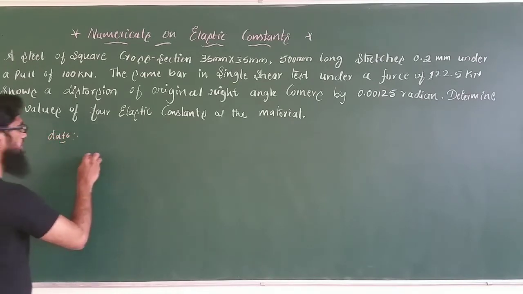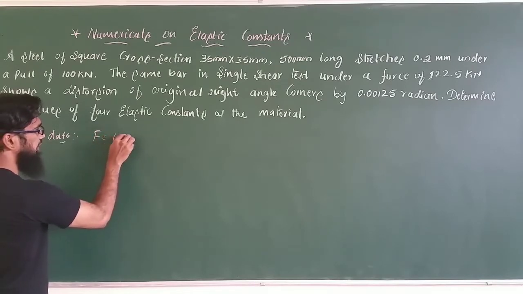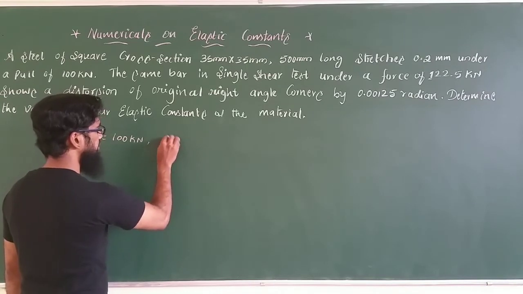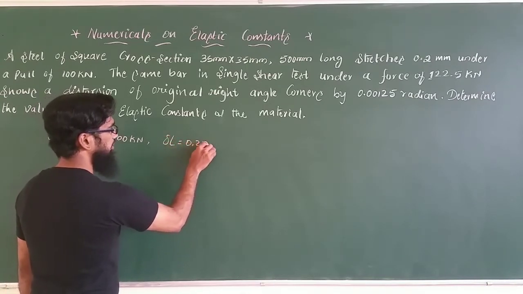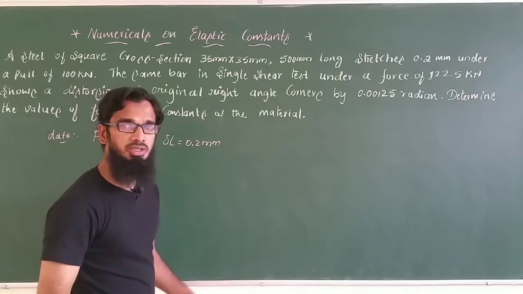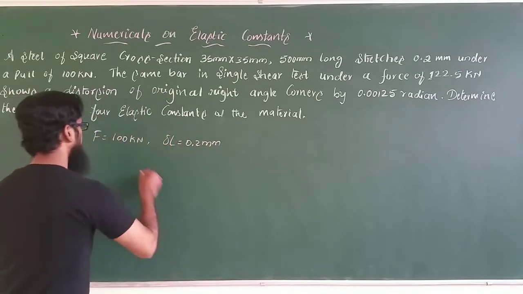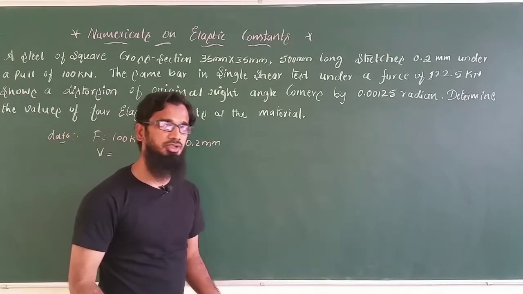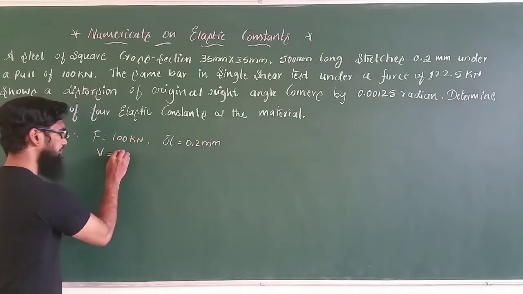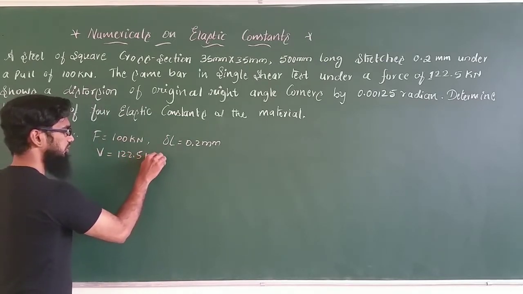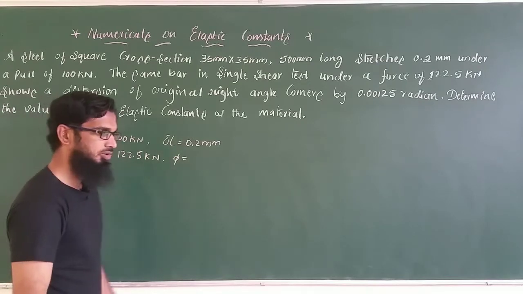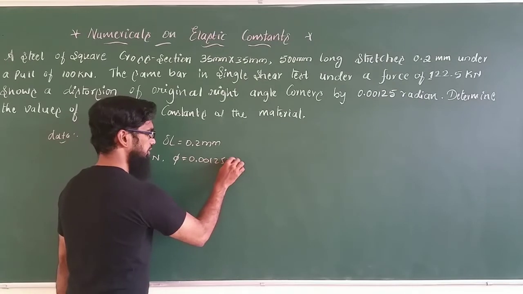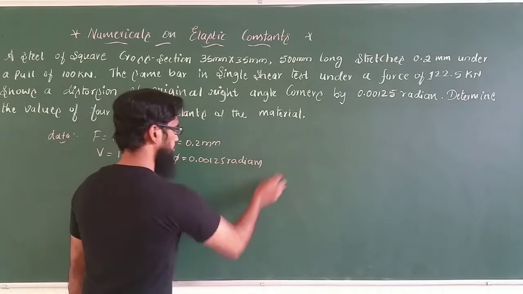Before that, I'll write the data here. The axial pull is 100 kilonewton, and the change in length is 0.2 mm in the x direction, or the axial direction. Capital V is the shear load, the tangential load, which is 122.5 kilonewton, and because of this shear load a strain of 0.00125 radians is created. These are the four terms.